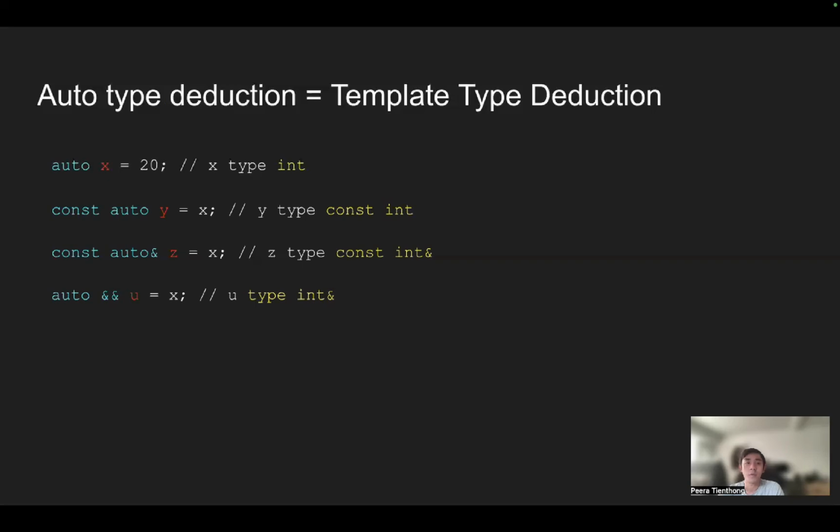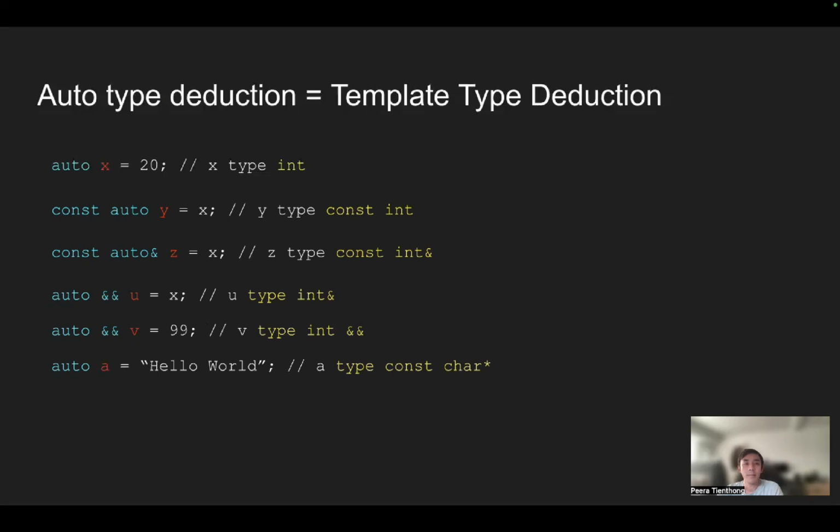If you're not familiar with what a universal reference is, take into consideration the L value and R value. In this case, x is an L value, so u is going to be of type reference to int. What if it's an R value? 99 is an R value, right? It's a temporary object. So v is going to be of type double ampersand int, that is an R value.